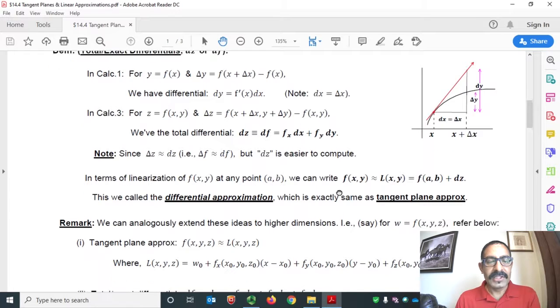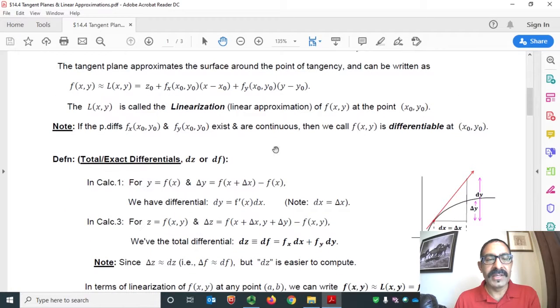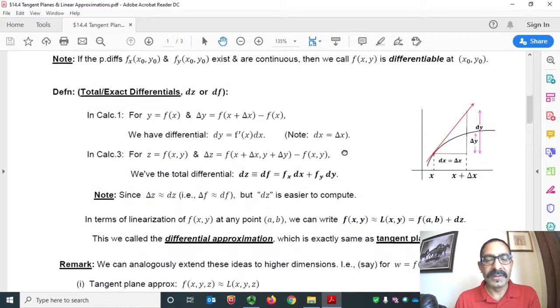Awesome. In terms of linearization of a function f at any point (a, b), we can write f approximated by L(x, y), where L(x, y) equals f(a, b) plus this total differential dz. Then this approximation is called the differential approximation, which turns out to be exactly the same as the tangent plane approximation. The tangent plane approximation is here. Awesome. Now let's move on.